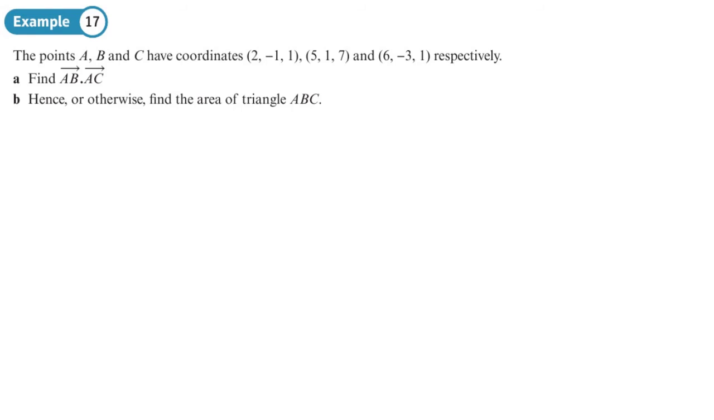So we've got these points A, B, and C. So A is this one. Whenever it says respectively, it just means in the same order. B is going to be this one, and C is going to be this one here. And what we want to do is to find AB and AC, and then find a dot product of them.